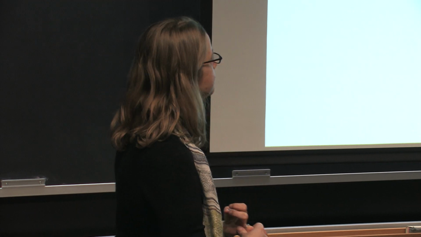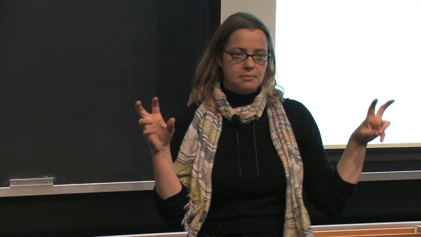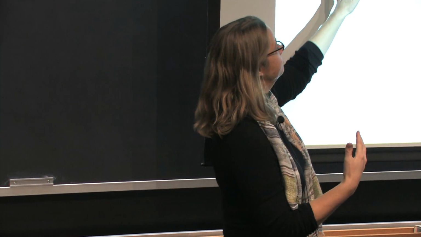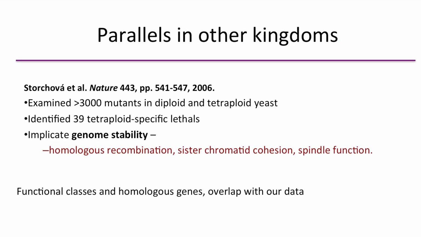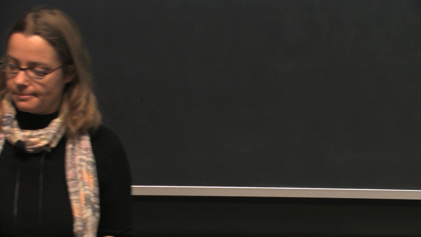39 genes. The interesting thing was that these all implicated what's called genome stability. They called it genome stability, homologous recombination, sister chromatid cohesion, and spindle function. And these are exactly the functional classes that we're finding under selection in Arenosa. So it suggests that there's something fundamentally shared between this fungal system and this totally different experimental context and the plant system that we're working with. And that shared feature is probably the fact that they have duplicated their chromosomes.